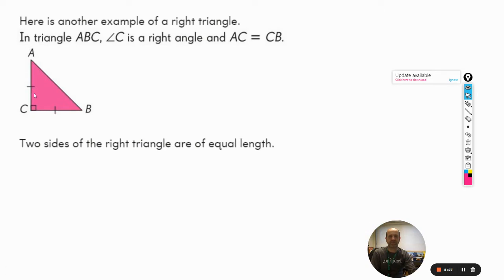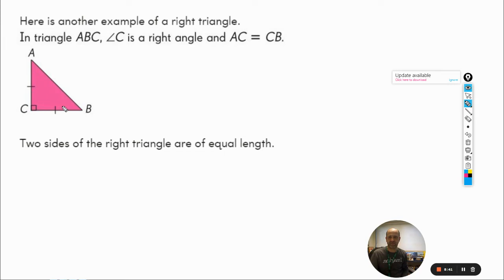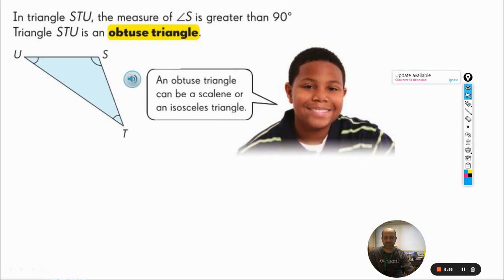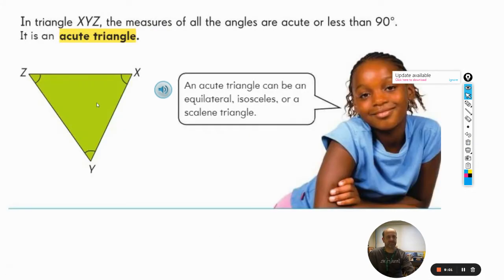This one here is a right triangle that is also isosceles because it's got the right angle and 2 equal sides. Here's a hint. If the sides are equal, then the opposite angles are equal. That might not be something we do yet, but if CB and AC are equal, then their opposite angles are equal. So that's a right and an isosceles. And then finally, if you have an angle greater than 90 degrees, it's obtuse. If all 3 are less than 90, it's acute. Right has one right angle, obtuse has one obtuse angle, acute has all acute angles.